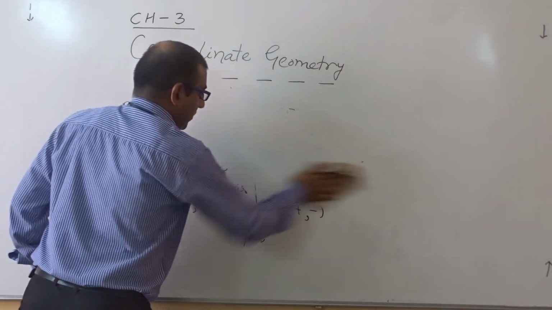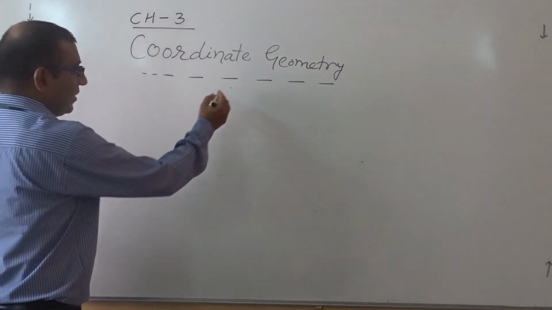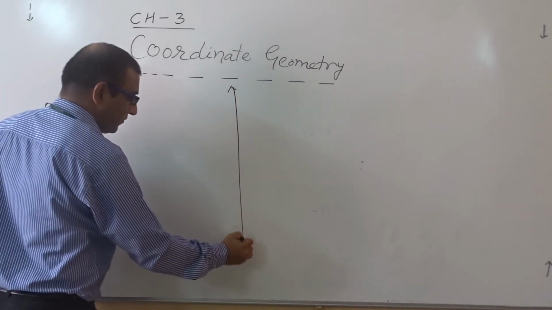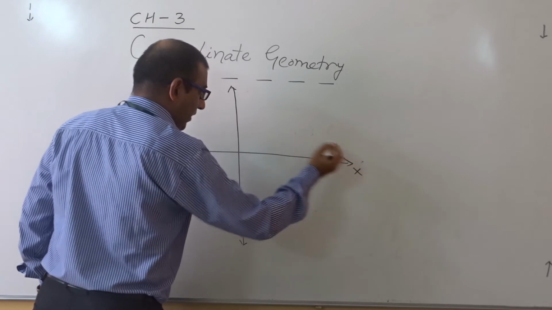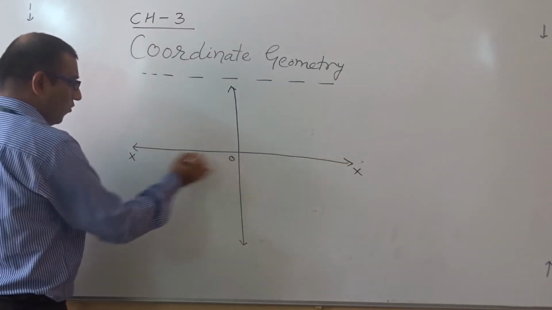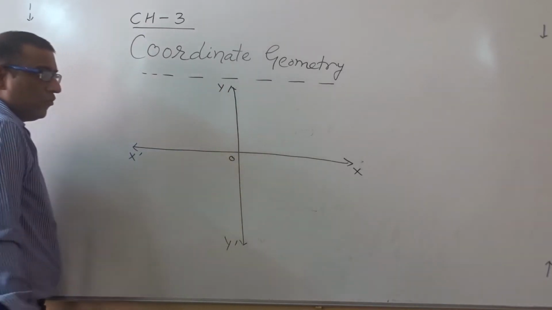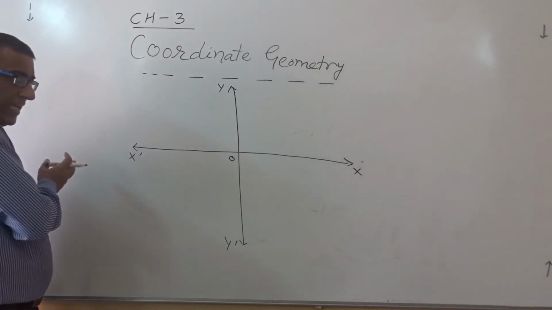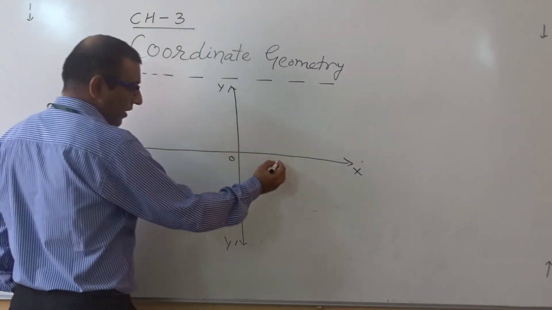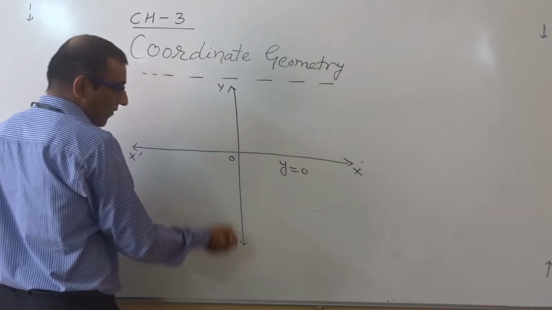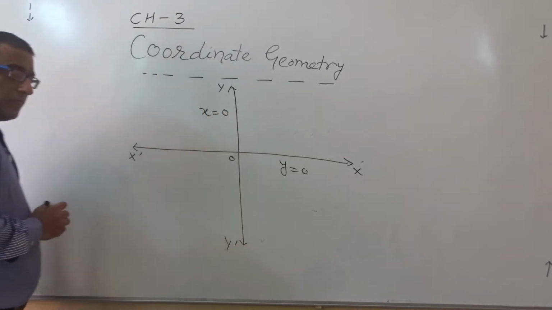So after this concept of quadrants, again we will make one more Cartesian plane. As you notice, this XOX dash and YOY dash are intersecting at point O. XOX dash is a horizontal line, YOY dash is a vertical line. For this XOX dash we can say the value of y is 0, and for YOY dash we can say the value of x is 0.